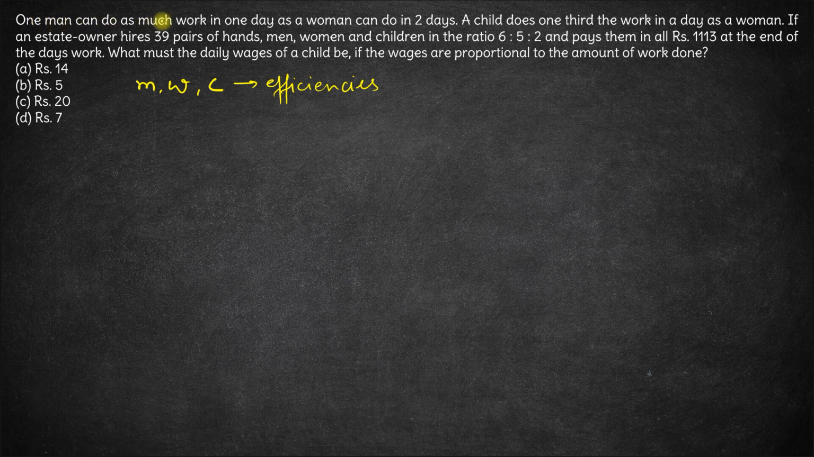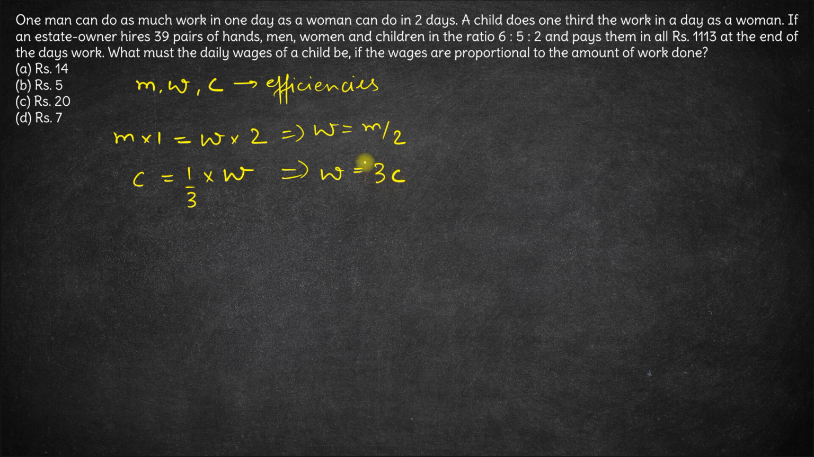This is their efficiencies, which is effectively work done per day. So work done by a man in 1 day will be M into 1, which is equal to work done by a woman in 2 days, which is W into 2. Also, a child does 1/3 of the work in a day as a woman. That means the work done in a day by a child, which is C, is 1/3 the work done by a woman in a day, which is W. So C is equal to W by 3. So from here we know W is equal to M by 2.